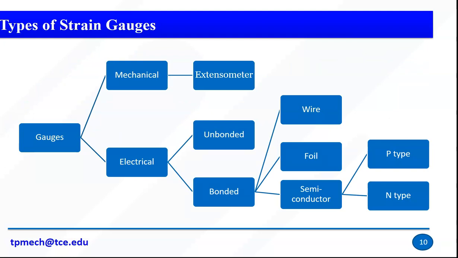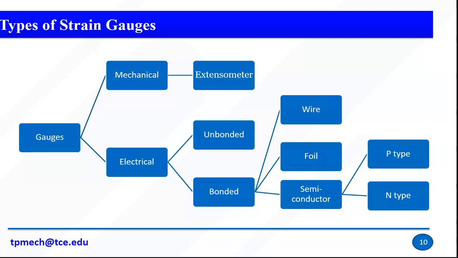Okay, so the types of strain gauges. We have two types of gauges. One is mechanical, another one is electrical. In mechanical, we have the extensometer. In electrical, there are two classifications: unbonded and bonded. And in bonded, we have three more types: wire, foil, and semiconductor. And in semiconductor, we have two more types: P-type and N-type. So these are the overall types of strain gauges.